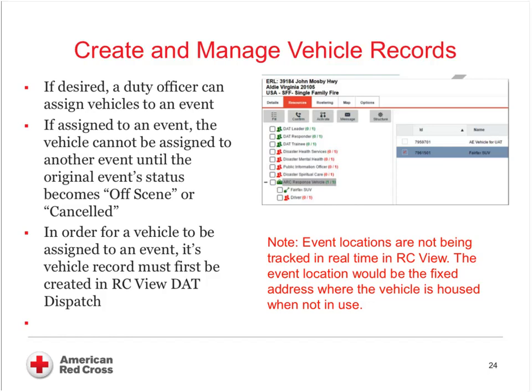If a vehicle is assigned to an event, then it's going to be essentially considered not eligible for assignment to another event until that event status either becomes off scene or canceled. So it's not tracking the vehicle's movement in any way, but it is tracking that the vehicle is being used on an event, and then when it's freed up to go to another one.